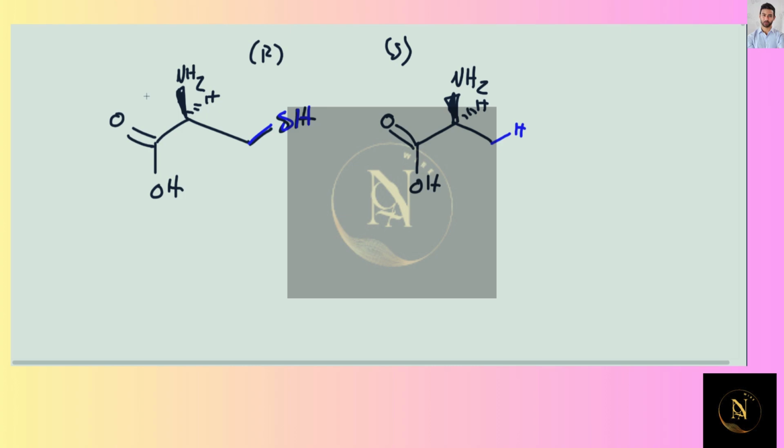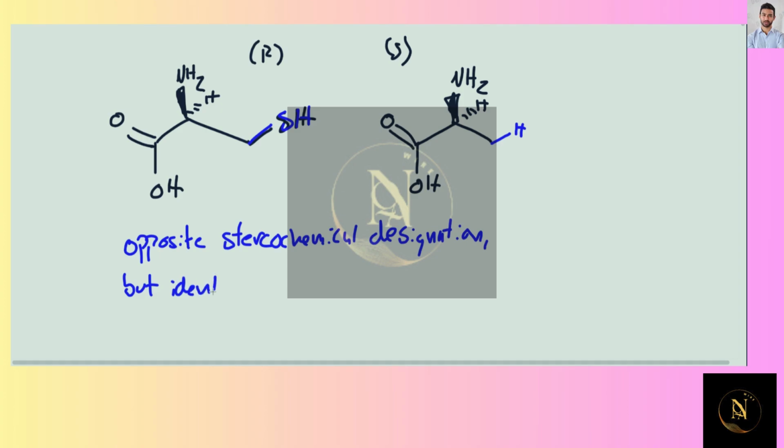3D configuration, if you orient them to have a similarly shaped backbone, the nitrogen's coming towards you. The amine is coming towards you in either case. So these have opposite stereochemical designation, but identical 3D stereo configuration.